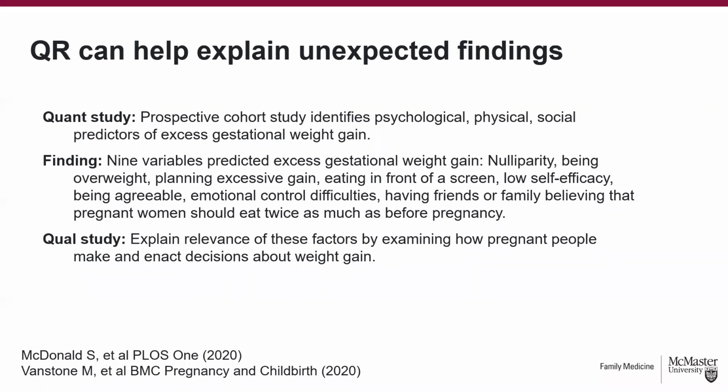of a screen, having a low sense of self-efficacy around weight gain, having an agreeable personality, having emotional control difficulties, being surrounded by friends and family who believe that pregnant people should eat twice as much as before pregnancy. So this is sort of an eclectic collection of variables that were predicting excess gestational weight gain. And some of them make sense, like planning to gain in excess, for sure. That makes sense, that you would if that's what your plan was, but it still doesn't really help us from a clinical perspective to understand how to intervene with folks who are planning to gain in excess.